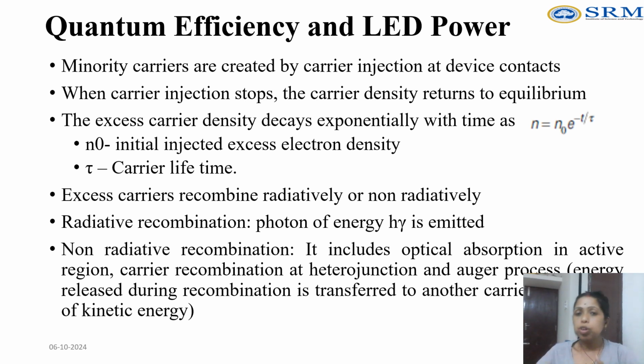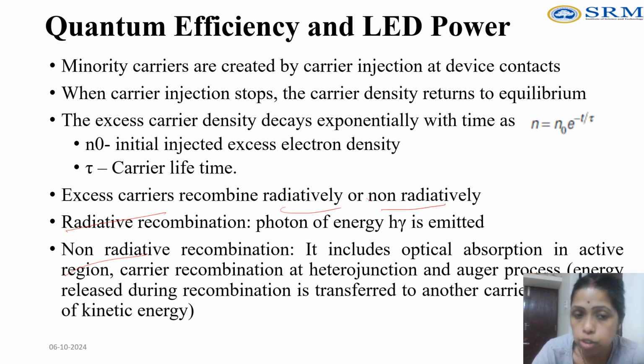The ratio between the number of photons generated from the device and the number of electrons and holes required to produce those photons. So it is the ratio between the electrons and holes and the number of photons produced. Normally, as I told, for the quantum efficiency, the recombination is divided into two parts: one is radiative recombination, the other is non-radiative recombination.